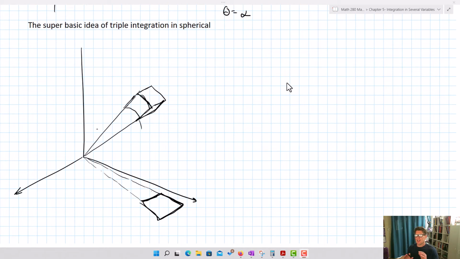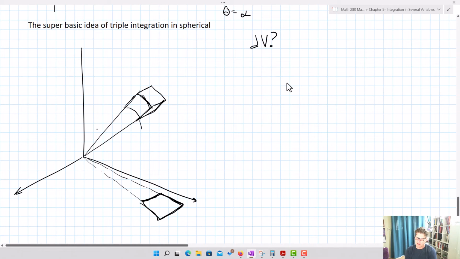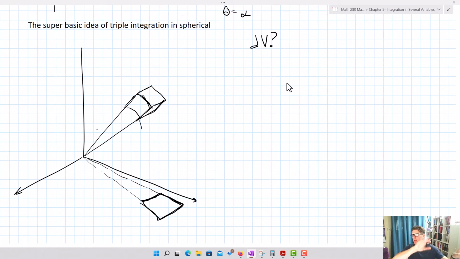All right, now let's get a super basic idea of triple integration in spherical. Just like we've done in every other triple integration, we need to figure out what dV is. That's a big question for us because that's pretty much the end result. It's just a function, dV, triple integrate, done, finished. So we want to imagine that we've got a volume in space that we've decided to write in spherical.